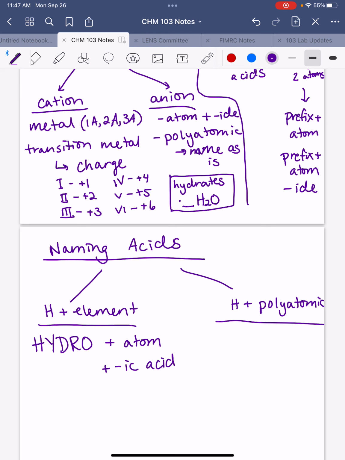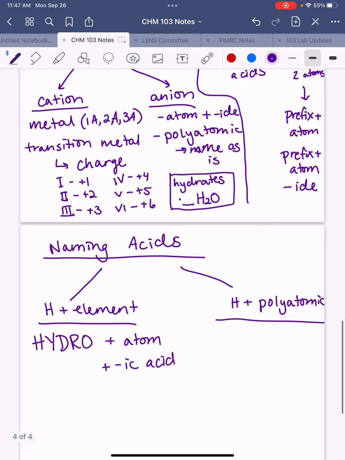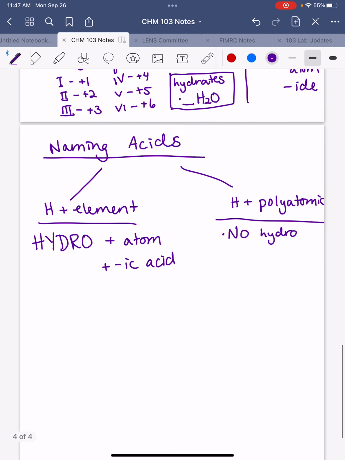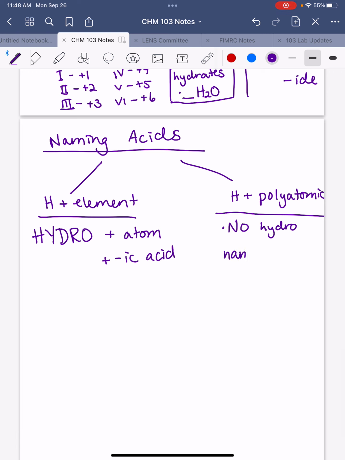If it's H plus a polyatomic, then we do no on our word hydro. All we do is we take the name of the polyatomic. If that polyatomic ends with ate, so for example, nitrate, sulfate, phosphate, then the naming becomes ic acid. If we have an ite ion, nitrite, sulfite, phosphite, then it goes to ous acid.